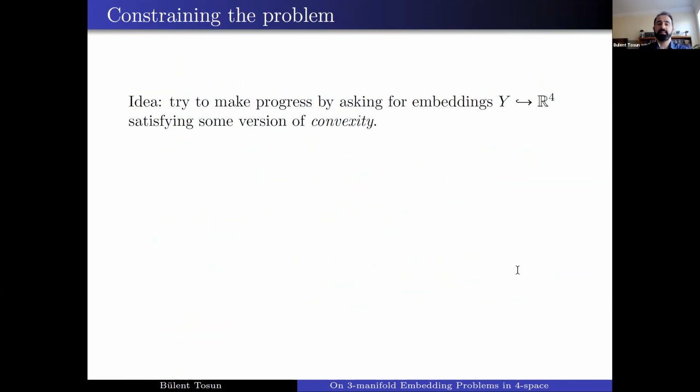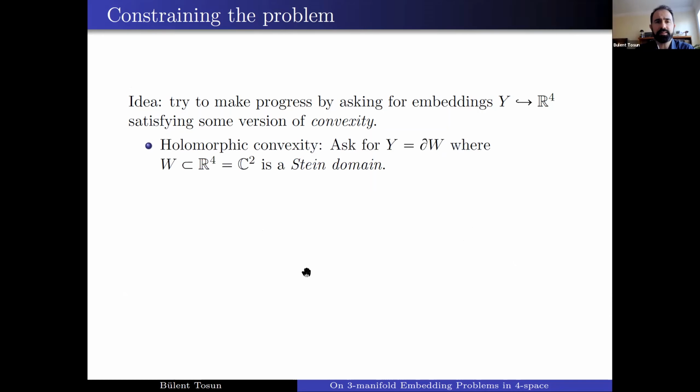Then our idea is that we will try to make progress by asking for embeddings that satisfy some version of convexity. So we will think about two such embeddings. On the complex side, we will think about holomorphic convexity. In other words, we will ask that Y embeds in C2 in a way that it bounds a Stein domain. And of course, as we will see, this Stein condition is a matter of some sort of convexity, and there could be various degrees of convexity.